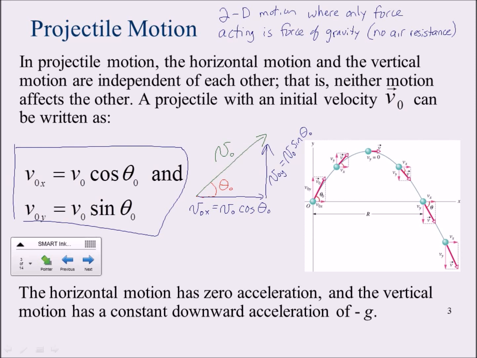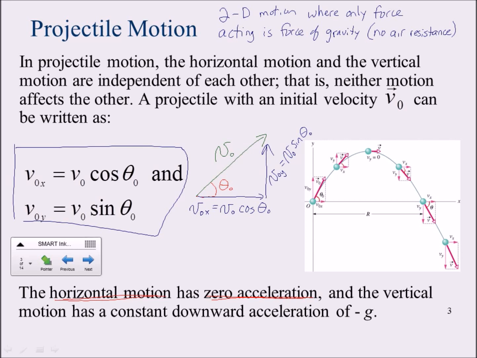In the horizontal direction, there's zero acceleration. This is a key thing. Because the only force acting is the force of gravity, and the force of gravity acts straight down, in the horizontal direction there's no acceleration. There's nothing pushing on it or pulling on it horizontally, so there's no acceleration in the horizontal direction.